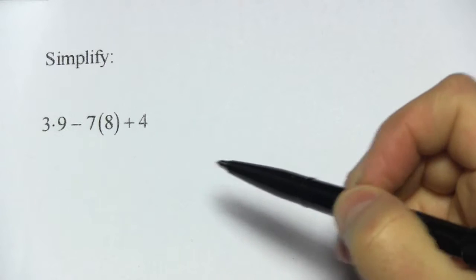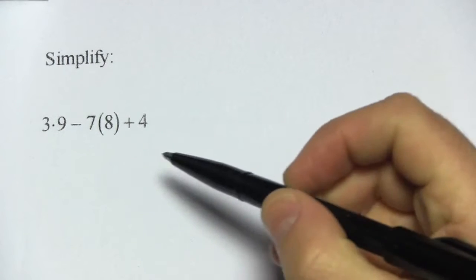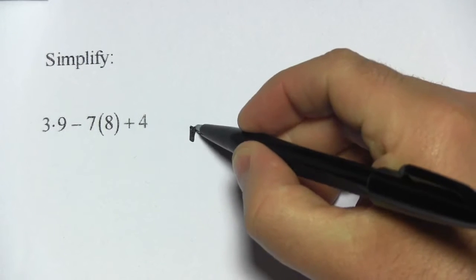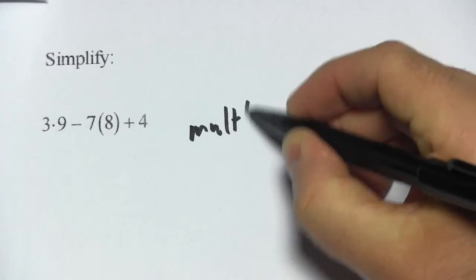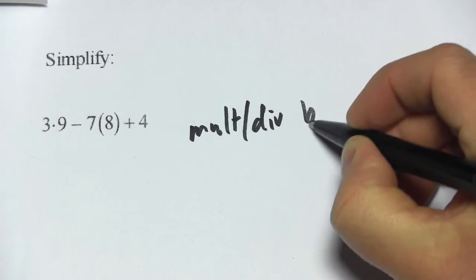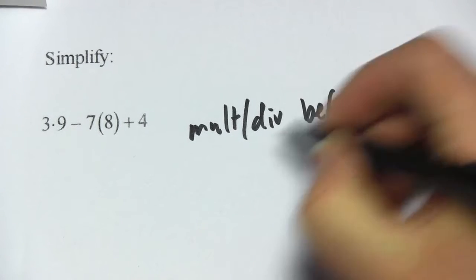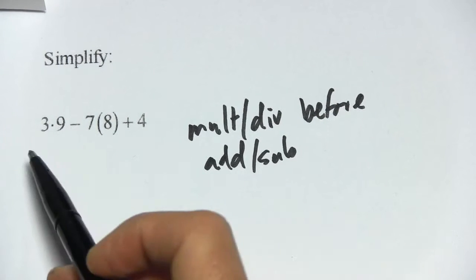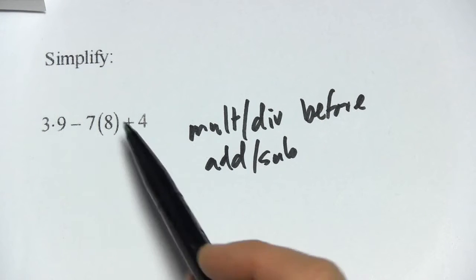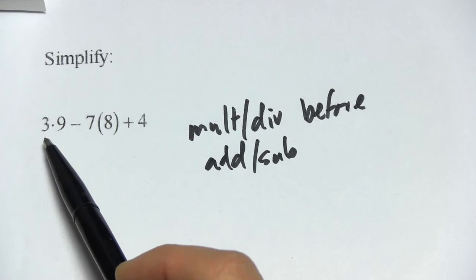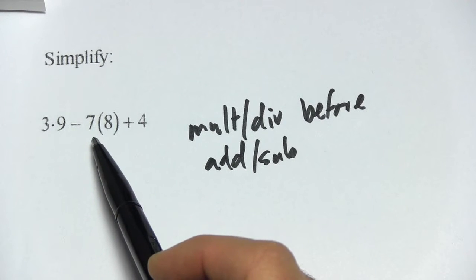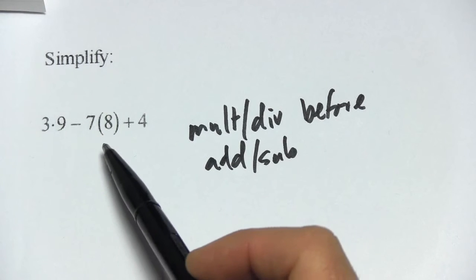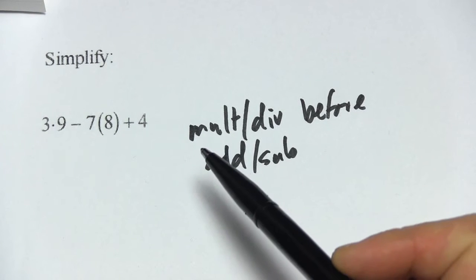In these problems, we need to pay attention to something called the order of operations. And what that means, in these problems, is multiplication and division before addition and subtraction. You can't just read the problem left to right and do the operations in that order. In this one, if you said 3 times 9 is 27 and then you subtracted 7 from it, that would be wrong. You have to do this multiplication of 7 times 8 first.